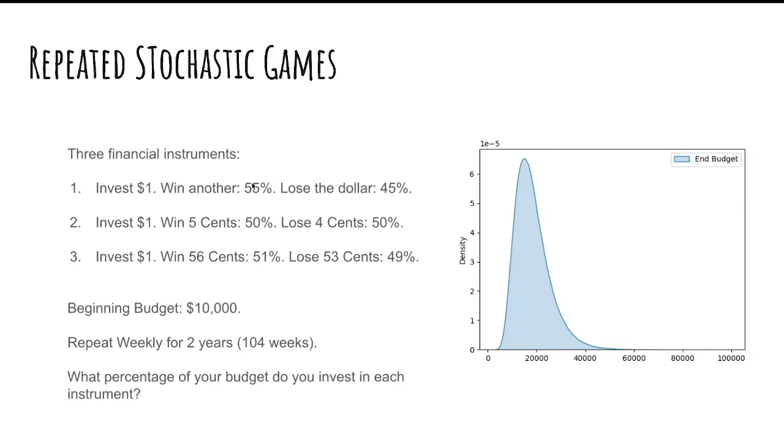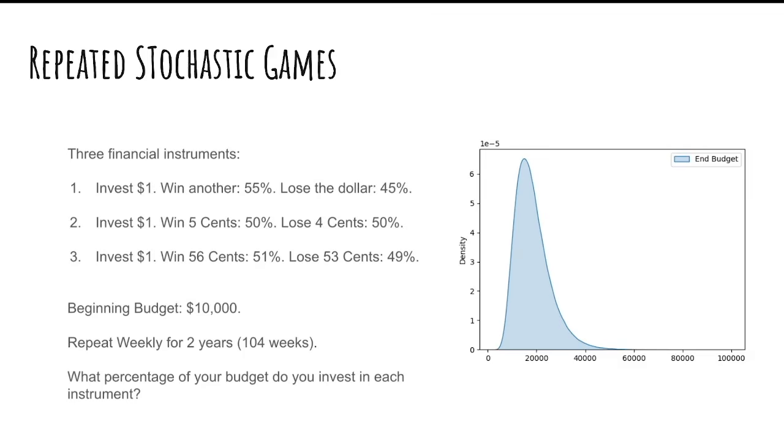In the second investment, for every dollar that we invest, we can gain 5 cents with 50% probability, but we lose 4 cents with another 50% probability. And in the third investment, for every dollar invested, we have the chance of winning 56 cents with 51% probability, but we also have a chance of losing 53 cents with 49% probability. Now the question is, how should we invest our money?